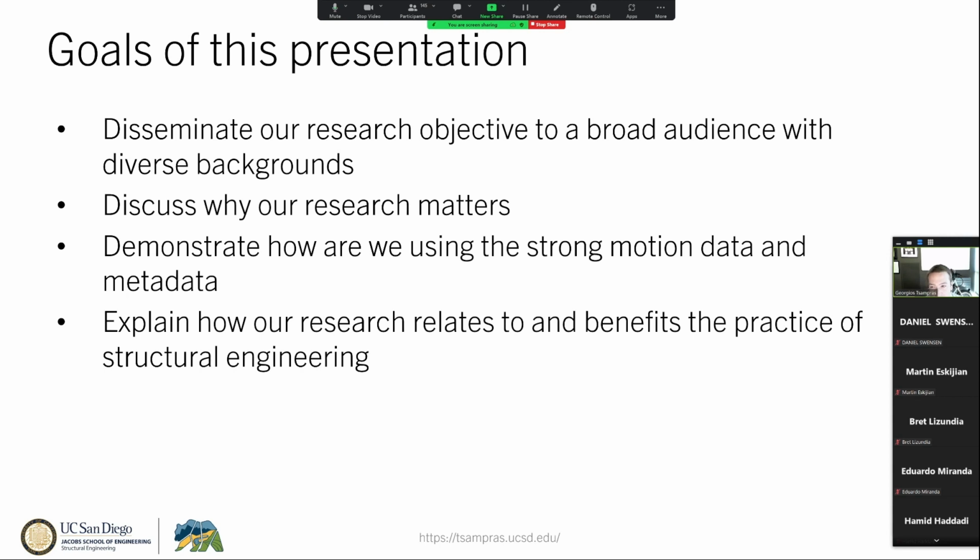The goal of this presentation is to disseminate our research objective to a broad audience with diverse backgrounds, discuss why our research matters, demonstrate how we are using the strong motion data and metadata, and explain how our research relates to and benefits the practice of structural engineering.